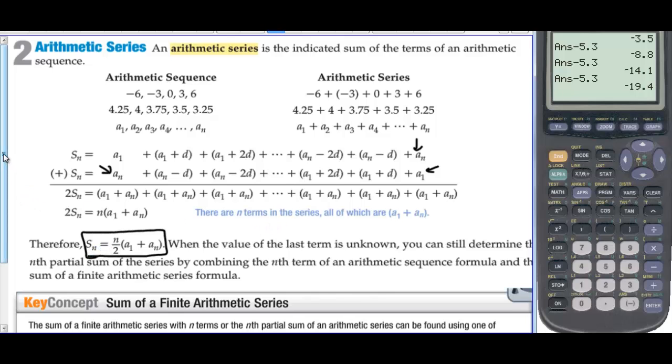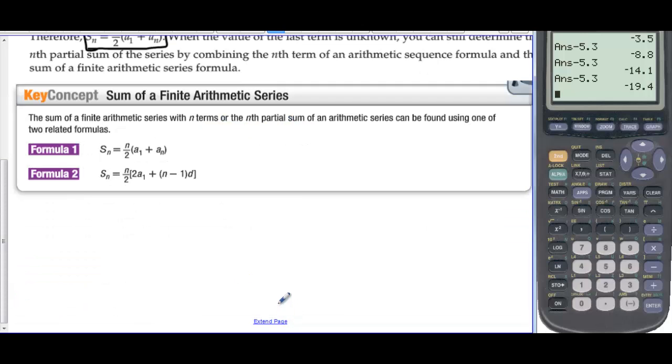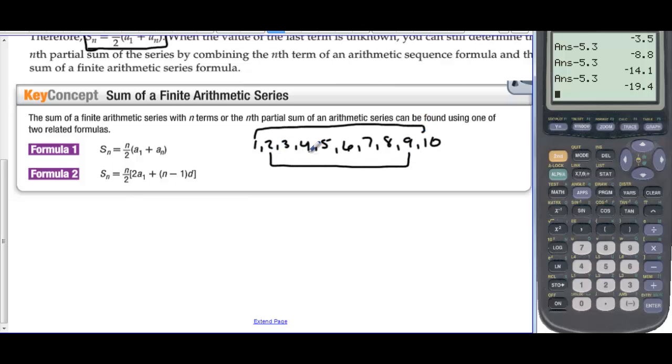There's the formula. Now, we've seen that before if you were present in class. We had, let's say, 1, 2, 3, 4, 5, 6, 7, 8, 9, 10, and we wanted to find the sum of those numbers. We could take 11 plus 11 plus 11 plus 11 plus 11. And we could find the sum that way.